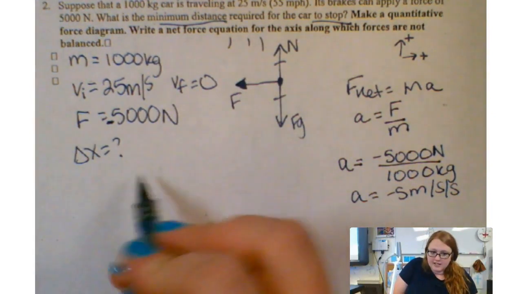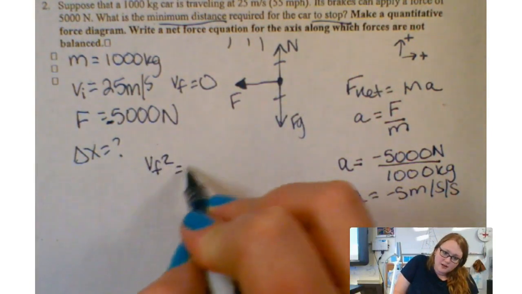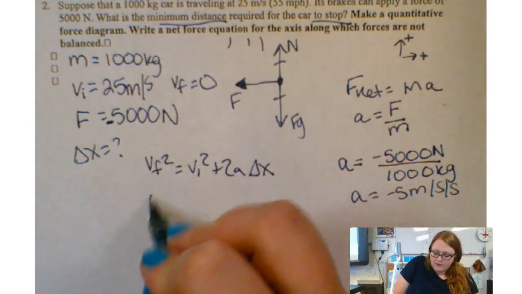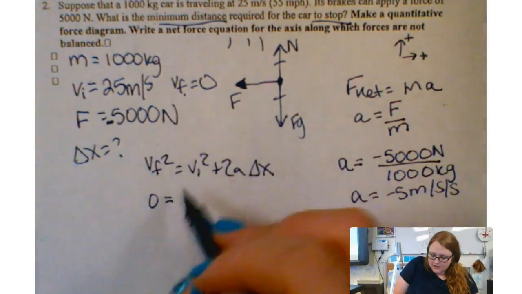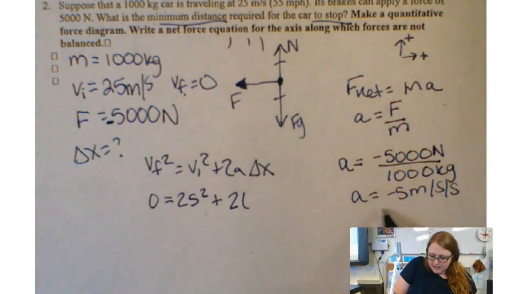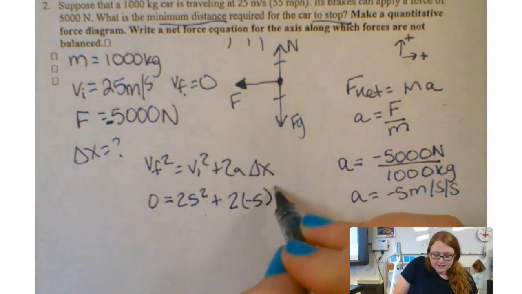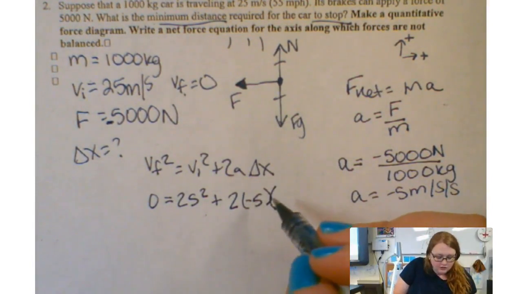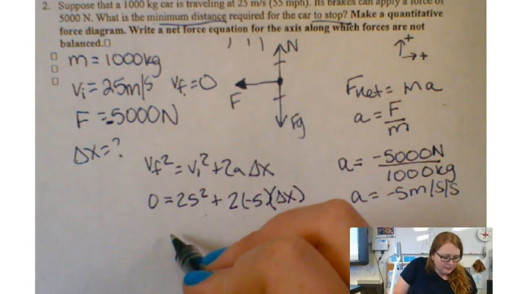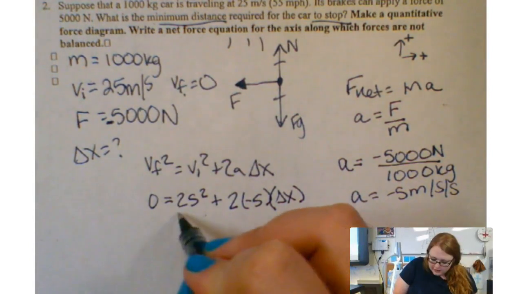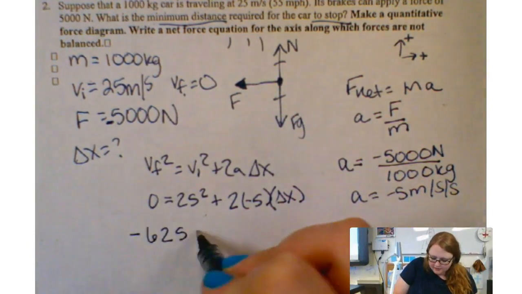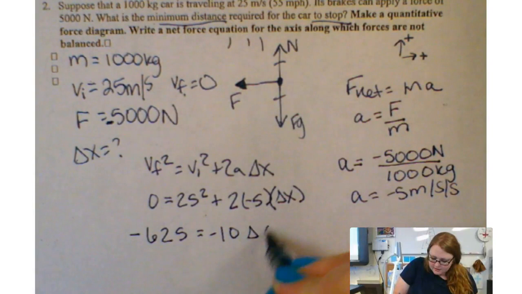So now we can find delta X by using this equation: VF squared equals VI squared plus 2A delta X. So VF is 0. 0 squared is 0. VI is 25, so 25 squared plus 2 times A. I just found it, negative 5. That negative is important. If you have different signs, then you're going to get a different answer. And delta X is my unknown. So we're going to have 625 here, but we're going to take it to the other side. So negative 625 equals negative 10 times delta X.